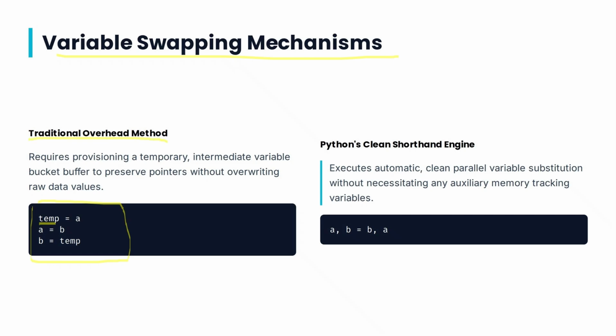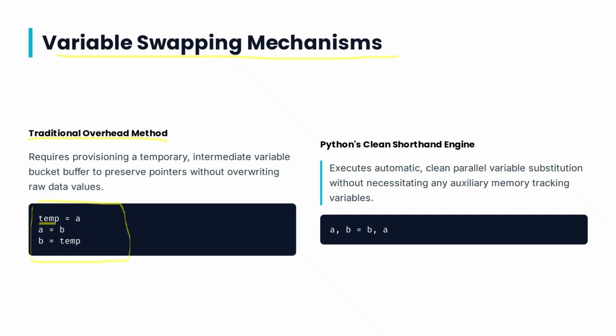It requires a provisional temporary intermediate variable, a bucket or buffer, to preserve pointers without overwriting raw data values. Swapping means there is a value assigned to a variable a and a value assigned to variable b. We have to exchange the values, meaning the value stored in variable a must be stored in b and the value stored in b must be stored in a.